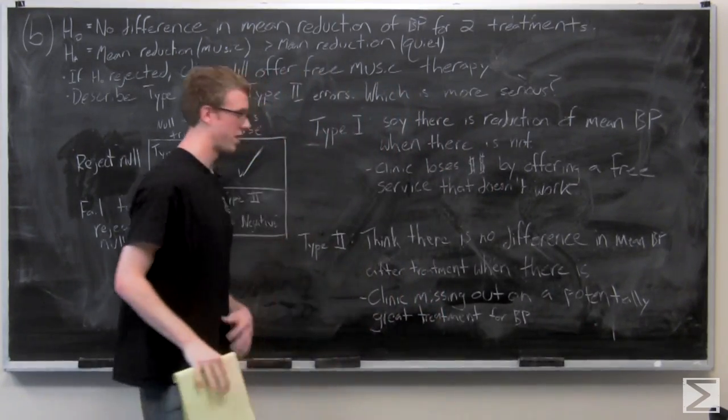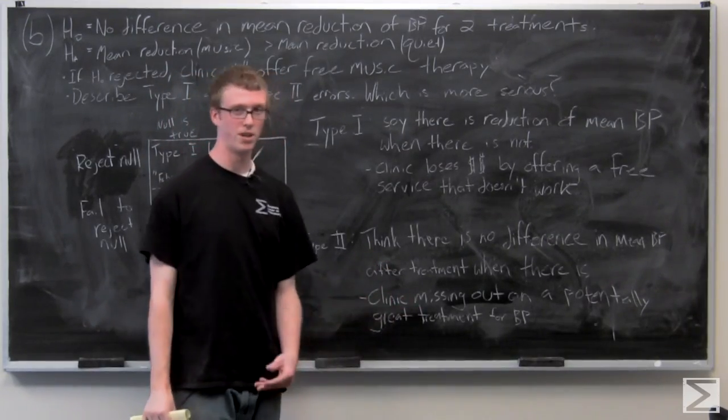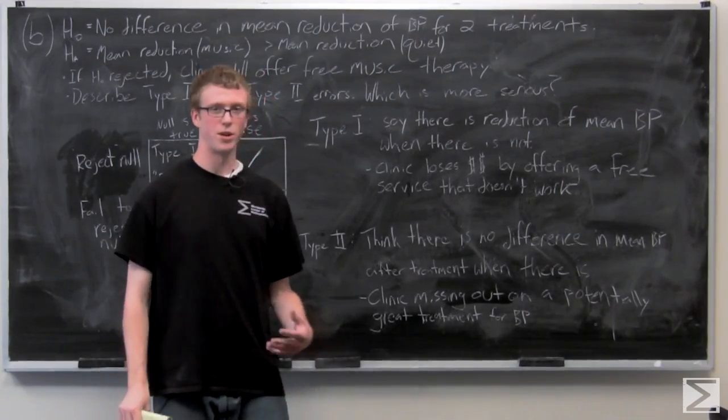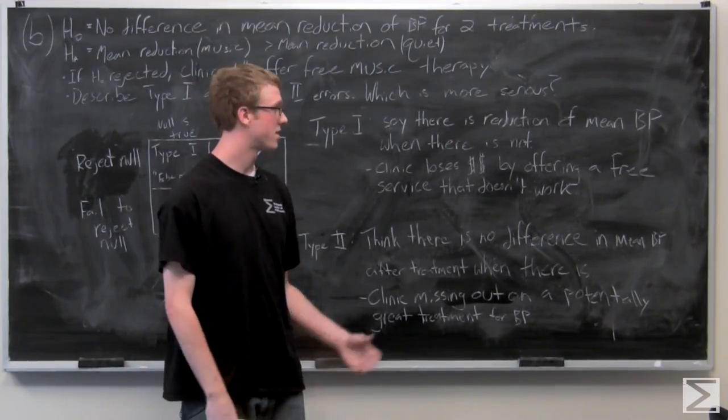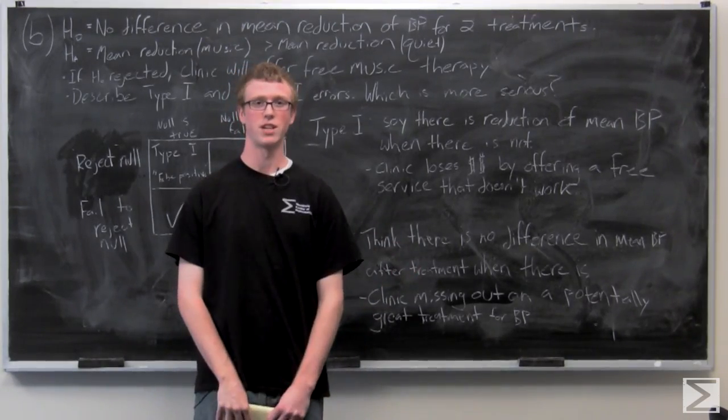So type 2, again, more serious because the clinic is missing out on a potentially great treatment for lowering blood pressure. So it really depends on what the study finds, but those are the best designs for the study, and these are the types of errors that you might encounter.